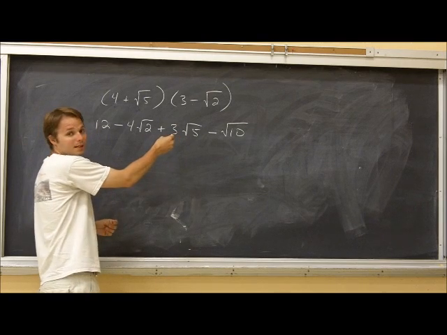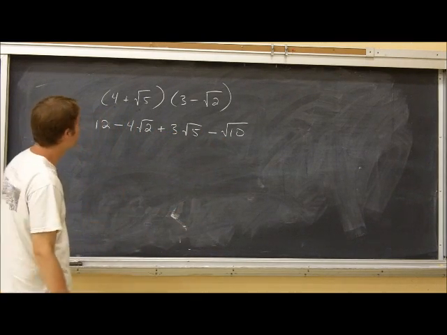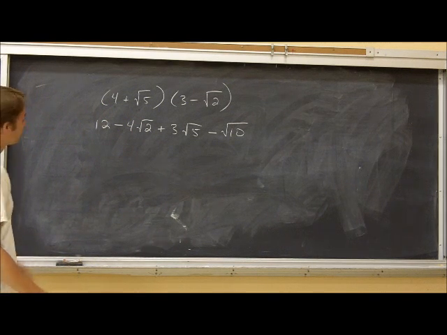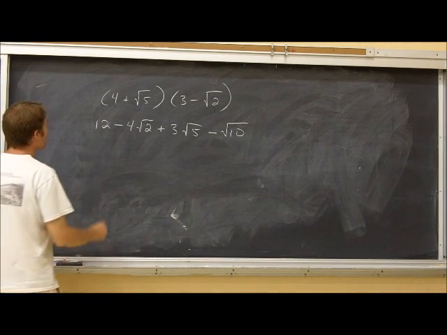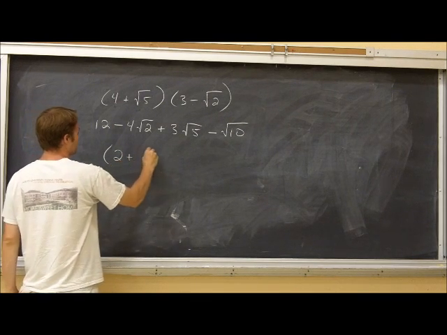So square root of 2 is not the same as the square root of 5, which is not the same as the square root of 10, so I can't actually put any of these together in this particular case. But let's see a different one. How about something like this?